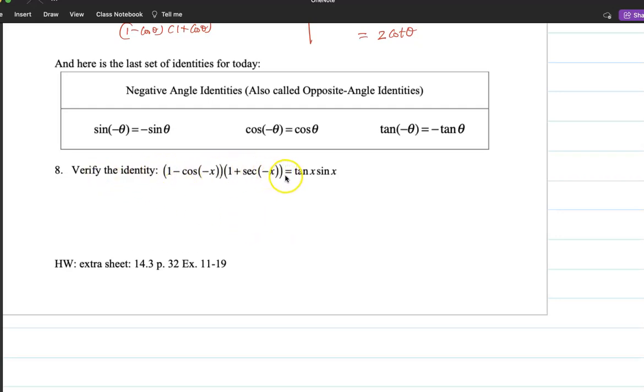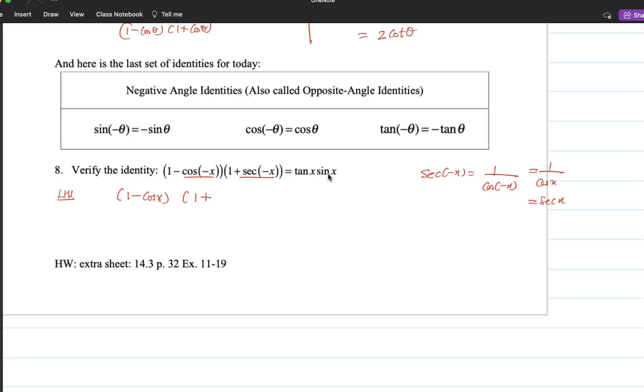Verify the identity. Left hand side, let's start. Okay, so 1, it's not squared. So 1 minus, now what is cos of minus x? Cos of minus x is positive, so cos of x. Even function, correct? Now what is sec of minus x? Look at your sec. My sec is 1 over cos, so it would also be positive cos. Correct, very good. Good application. So that's the logic behind the scenes.